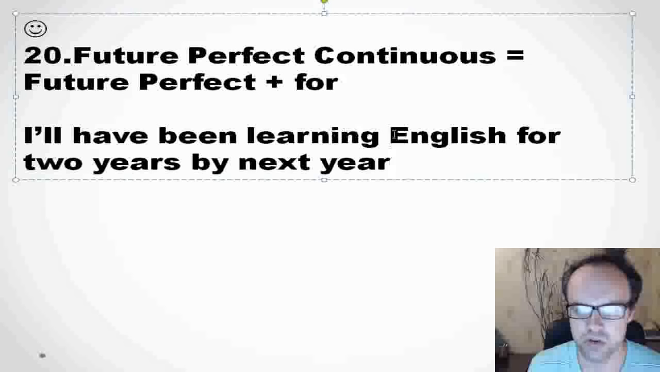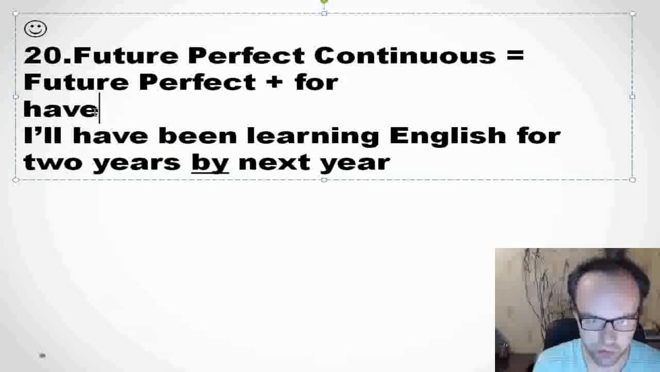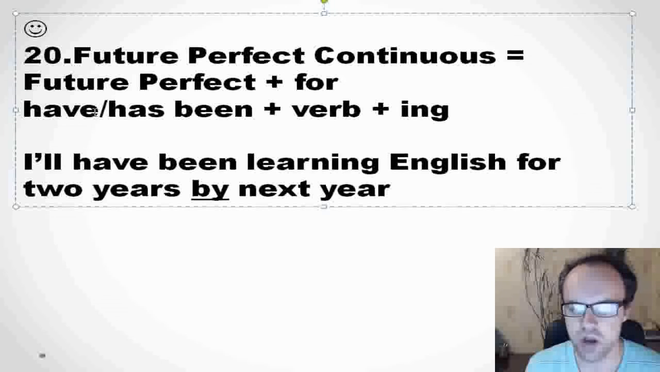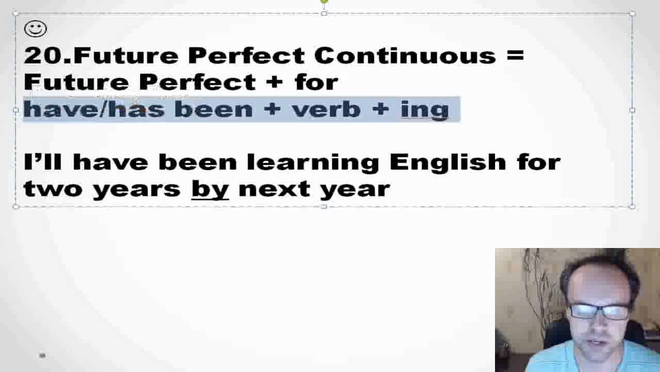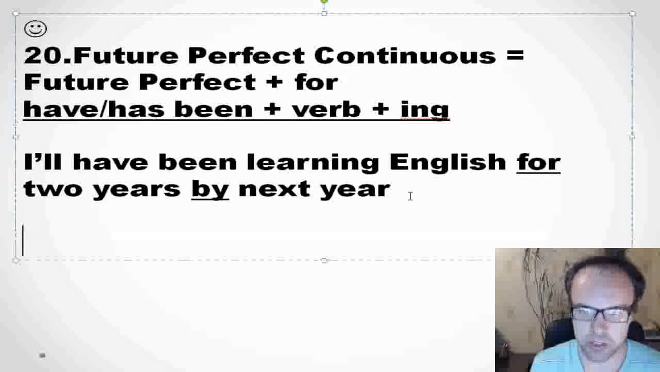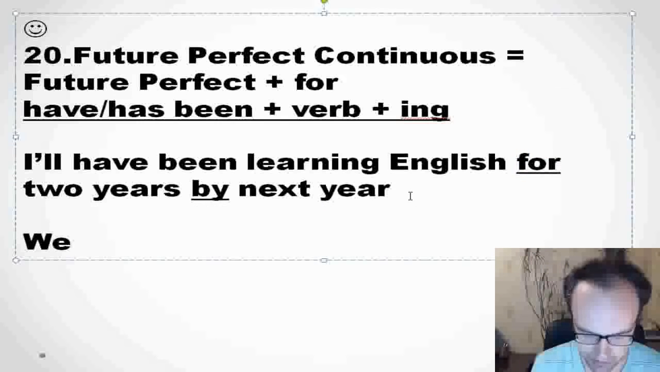Okay. So it's future perfect because of by, yeah, will have been, and you know that we form it this way: have or has been plus verb plus ing. So I will have been learning English for 2 years by next year, okay? So we use future perfect continuous because of for and by, okay?